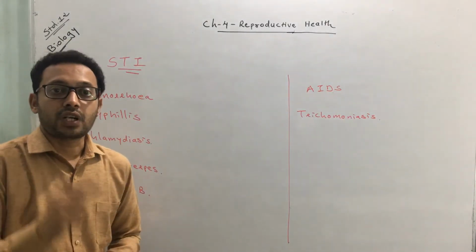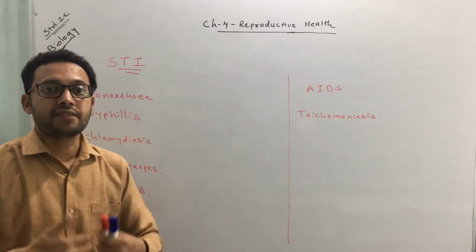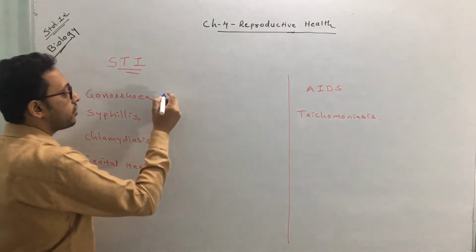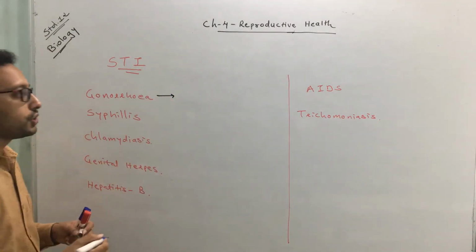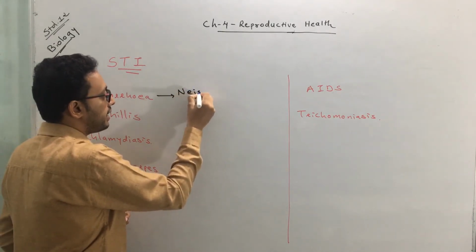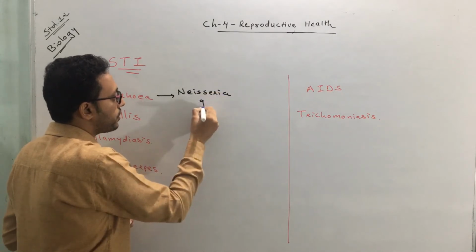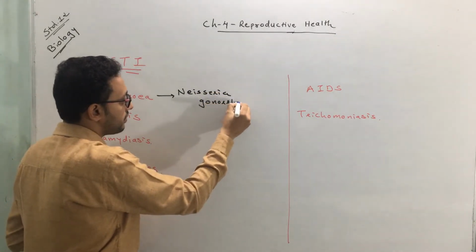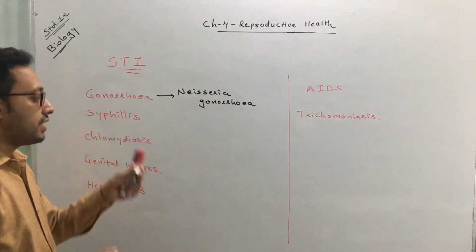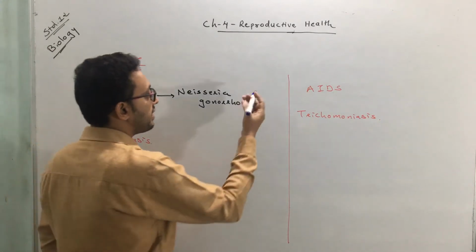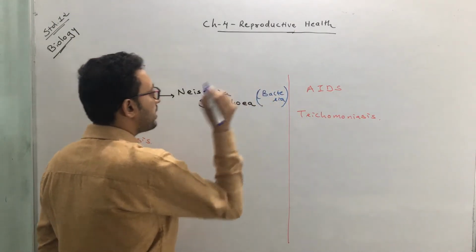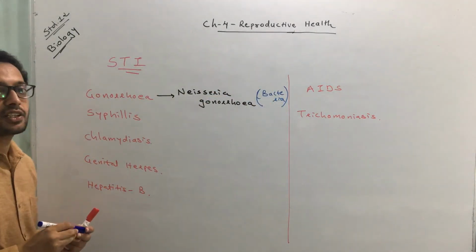Now we have to see what is the causative agent, or by which microorganism this infection can occur. So let's start with gonorrhea. Gonorrhea is caused by a bacteria called Neisseria gonorrhoeae. This is the name of the bacteria by which it is transmitted. Remember, it is a bacteria.